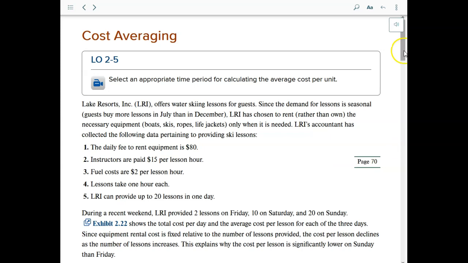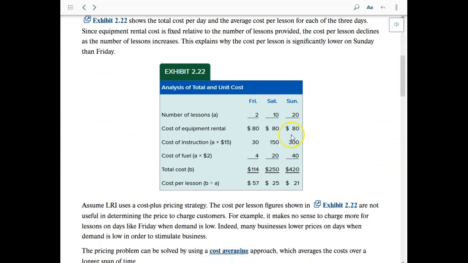Let's see how we put this in the numbers. They say that on Friday you only had 2 lessons. Well, that's not very many. If you add up all the cost, even with 2 lessons, this 80 is going to be the same per day. Instruction does vary, it's a variable cost. Fuel varies. But total cost for Friday, $114. If you give only 2 lessons, that's at a cost of $57 per lesson. You need to make a profit. This is just to cover your cost.